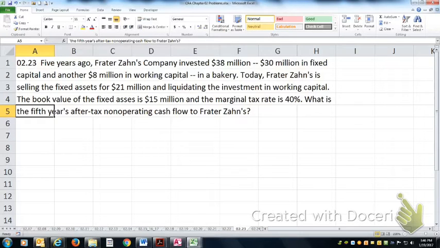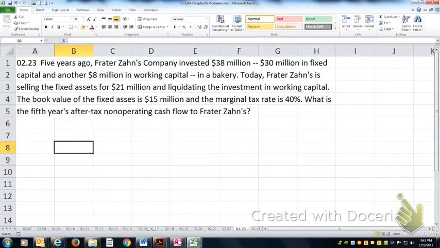This is problem 23 from Chapter 2 of the CFA Institute textbook, Corporate Finance, A Practical Approach, 2nd edition. In this problem, you're given some information and asked to calculate the after-tax non-operating cash flows, which are often called the terminal cash flows. Those are the one-time expenses that occur at the end of a project when it's wrapping up.